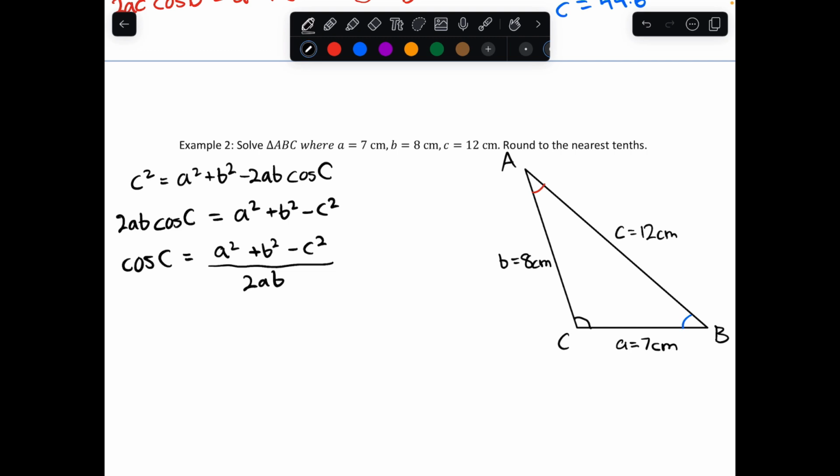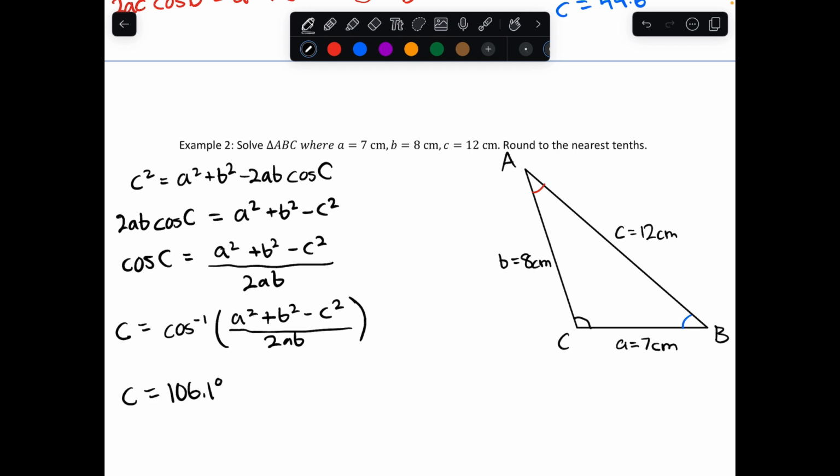Now I don't want cosine of C, I want angle C itself. So I'm going to take the inverse cosine of both sides. So we have C is equal to inverse cosine of A squared plus B squared minus C squared divided by 2AB. Now plugging the appropriate numbers in, we're going to get that C is equal to 106.1 degrees after rounding to the nearest tenth. So let's go ahead and write that in. We have 106.1 degrees.